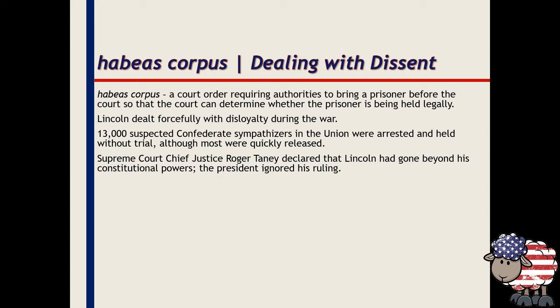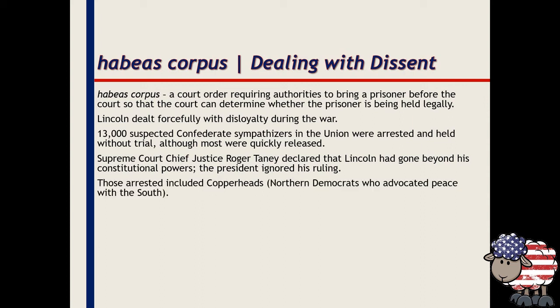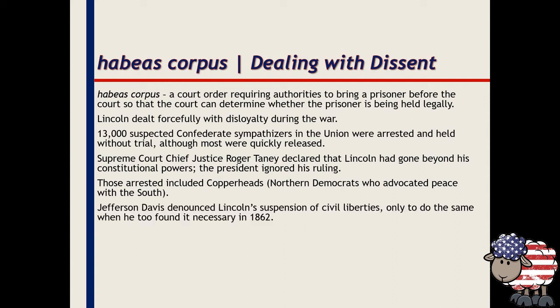Those arrested included Copperheads, the Northern Democrats who advocated for peace with the South, and then Jefferson Davis, who denounces the suspension of the civil liberties, only to do the same in 1862. So both sides suspend the writ of habeas corpus to try to deal with this dissent.